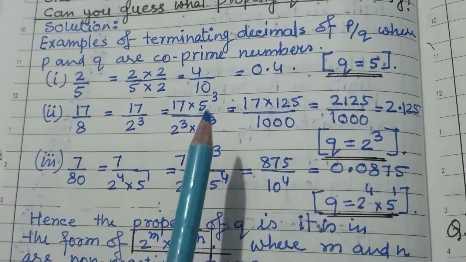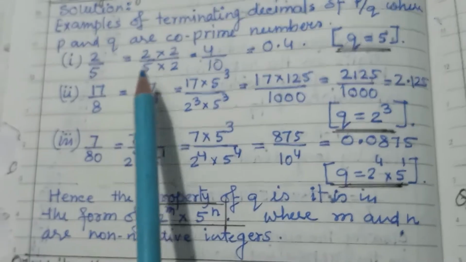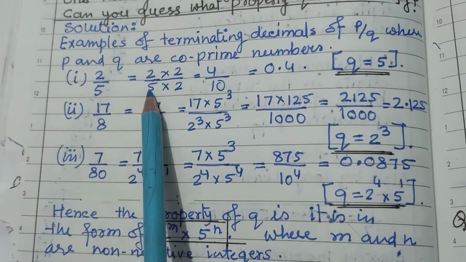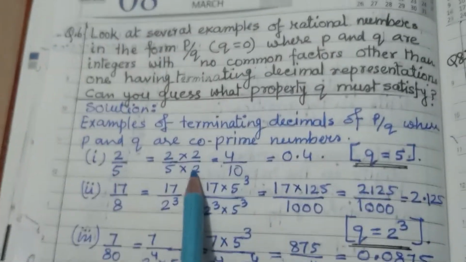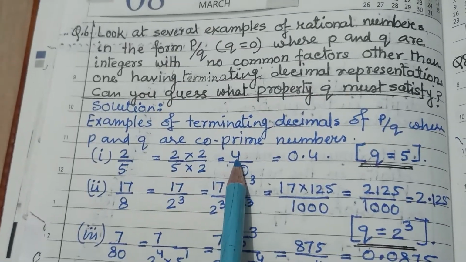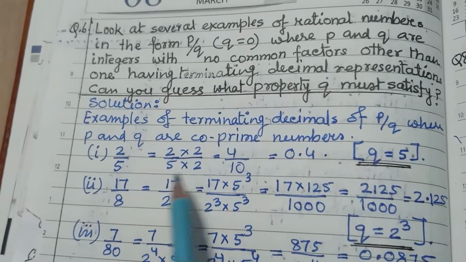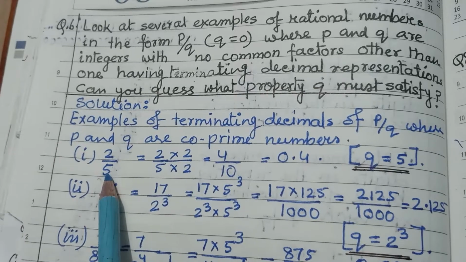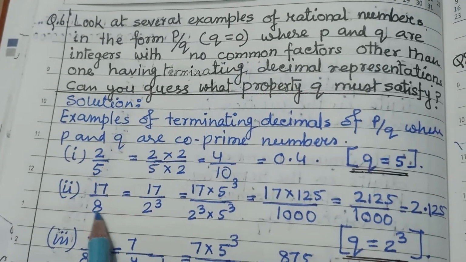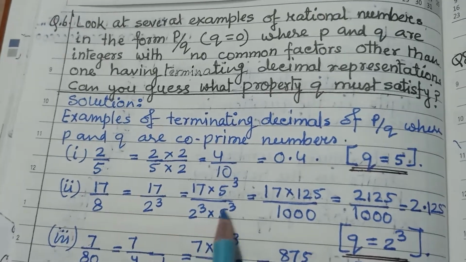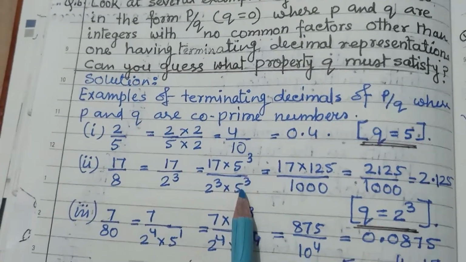To make it terminating, now check 2 upon 5. Multiply by 2, both numerator and denominator, it is coming 4 upon 10, that is 0.4. Here q is 5. Now q is 8, 8 means 2 to the power 3. Now multiply by 5 to the power 3, both numerator and denominator.